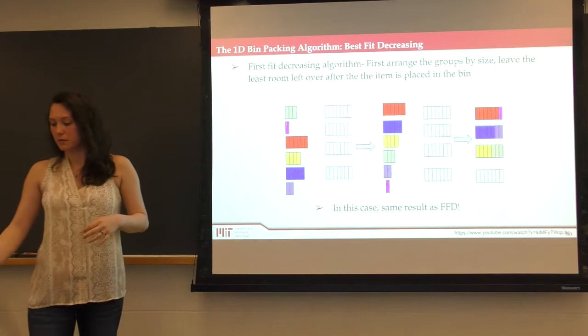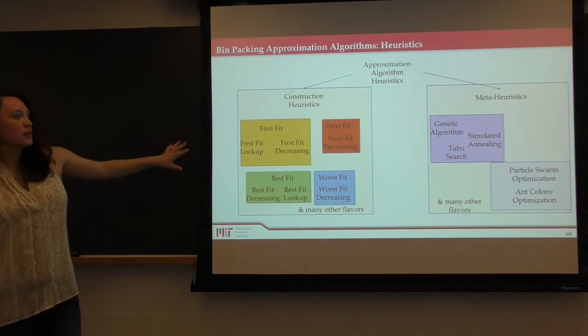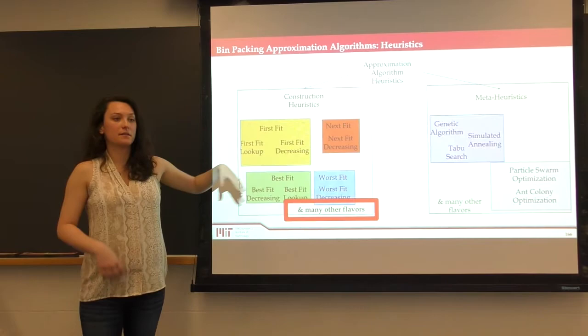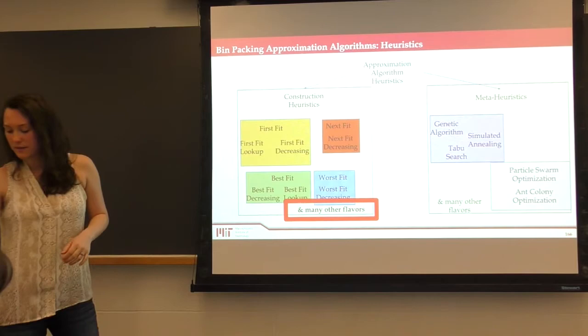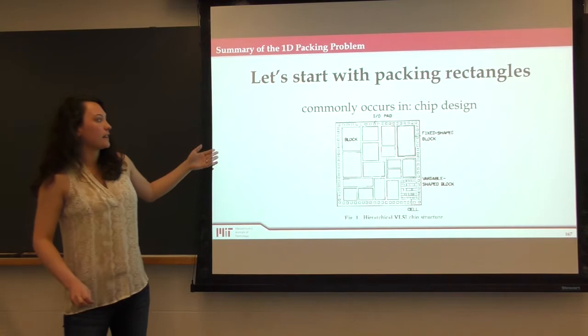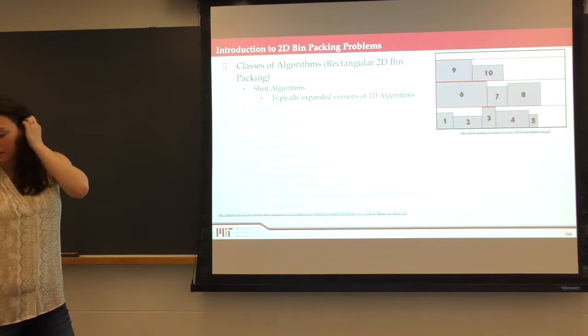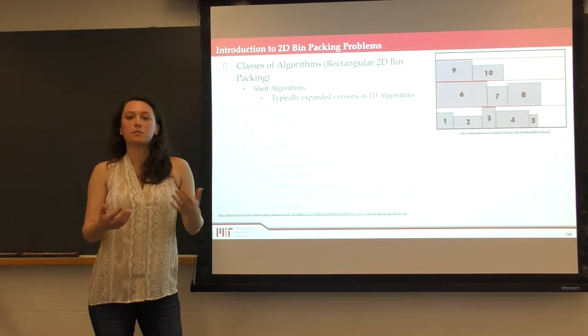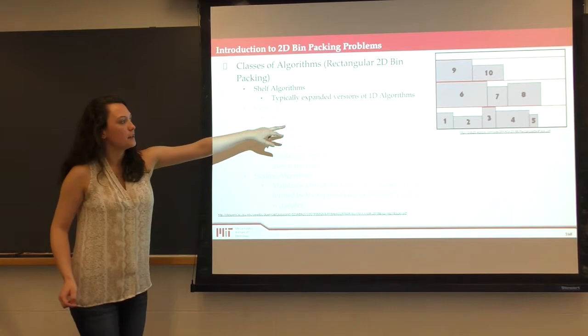And so now kind of moving on to 2D packing algorithms. So if we come back to this general breakdown of this, 2D algorithms mainly focus on the other flavors while still using these four as main building blocks. The 2D case builds upon those and expands them into the 2D case. So just an example, like packing rectangles commonly occurs in chip design. And so in general, there's a few different classes of algorithms as well. There's shelf algorithms, which is typically expanded versions of the 1D algorithms, which makes sense why the construction heuristics that I talked about a second ago are so important. And you can see a picture here of different shelves.